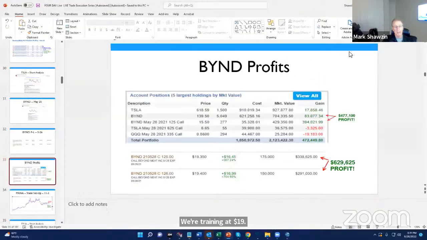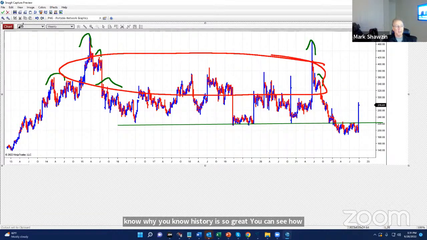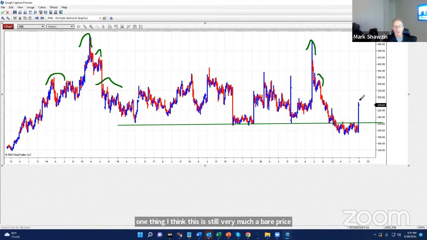So it looked exactly like Biogen, where you break the neckline, you put on a pattern that suggests a trap, and that's exactly what we had. But now Beyond Meat is down here. So maybe this is why history is so great. You can see, I think this is still very much a bear price pattern. This is a distribution. And so this is going to be a shorting opportunity, but not yet. But this is how you can get very hurt if you don't understand what you're doing.